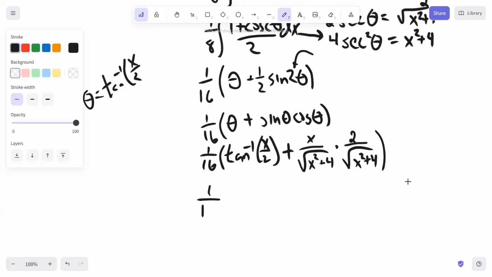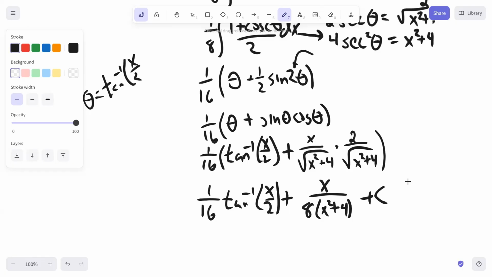So if we simplify and distribute, we get 1/16 tangent inverse of x over 2 plus x over 8 times (x squared plus 4). The x squared plus 4 radicals multiply together and you just get what's inside. The 2 and the x multiply, giving you 2x, but that cancels the 2 with the 1/16, giving you 1/8, plus c. And then we have to bring everything else down that we had previously.